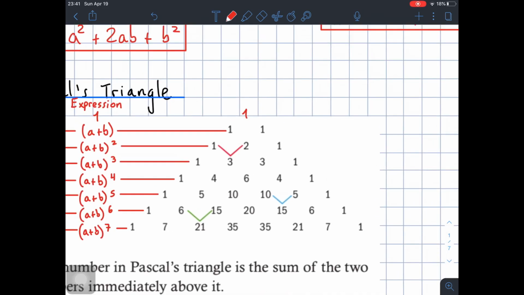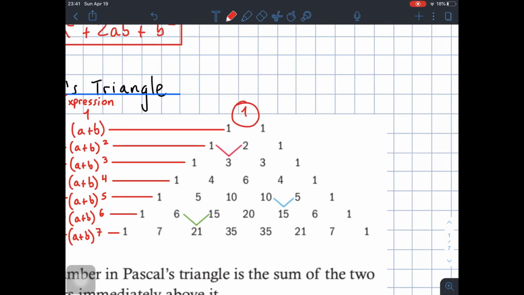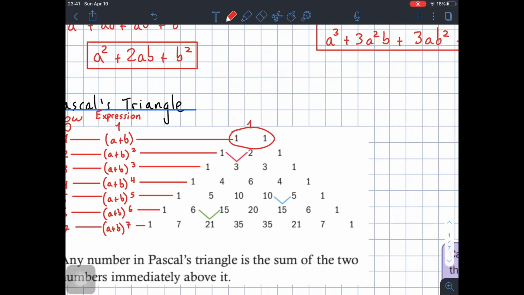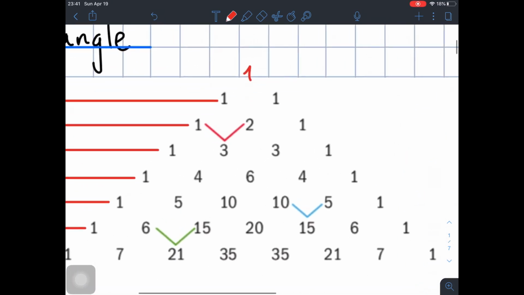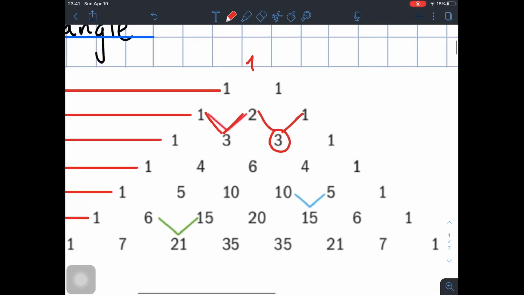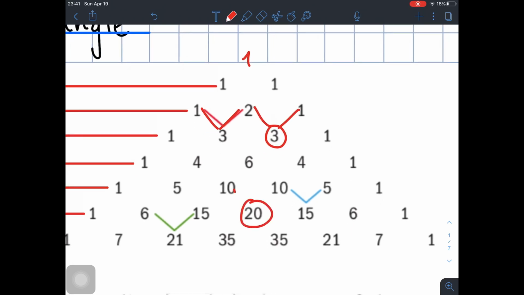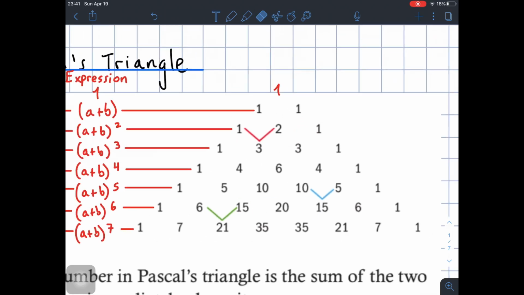So we can analyze this. So row 0 is only 1, row 1 has 1, 1. Then for row 2, you see that we always have 1s in the lateral parts of the pyramid. And then the values in the middle are the addition. Here you see, for example, this 2 over here is the addition of 1 plus 1. Then this 3 over here is the addition of 1 plus 2. Then this 3 over here is again 1 plus 2, and so on. We can go to any number. For example, this 20 is the addition of 10 plus 10, and so on. So that's how we build the Pascal's triangle.